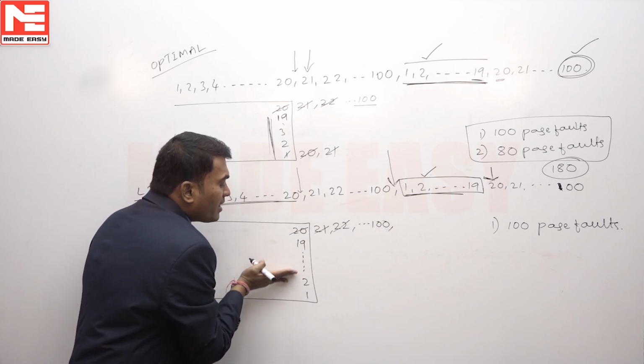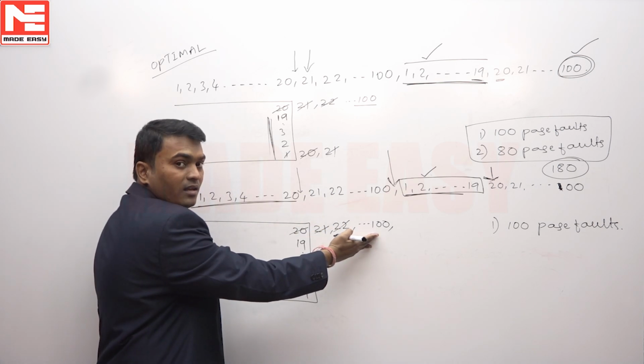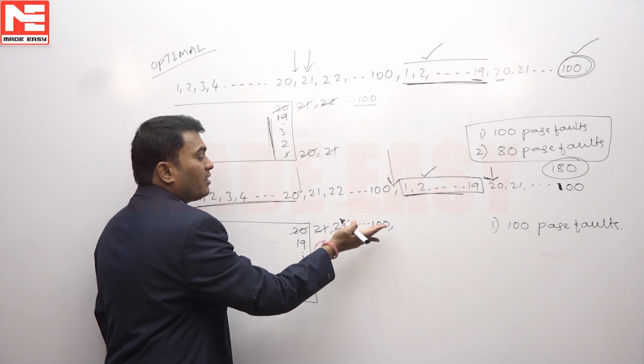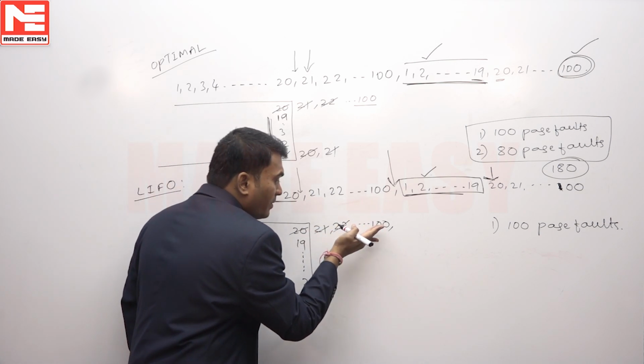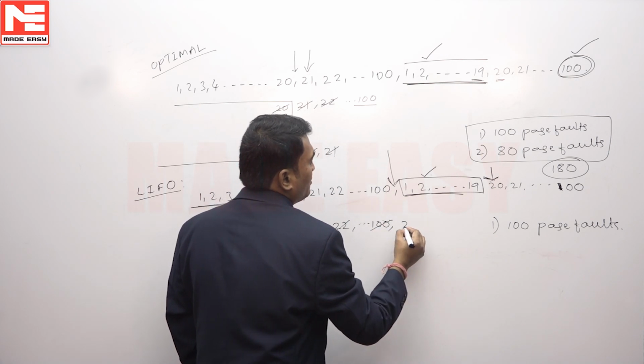Which one came into the memory last? Of all these available in memory, who came last? That is 100. So which is coming in last into the memory? That is 100. Now we are going to replace 100 with 20. Look here, we replace 100 with 20.